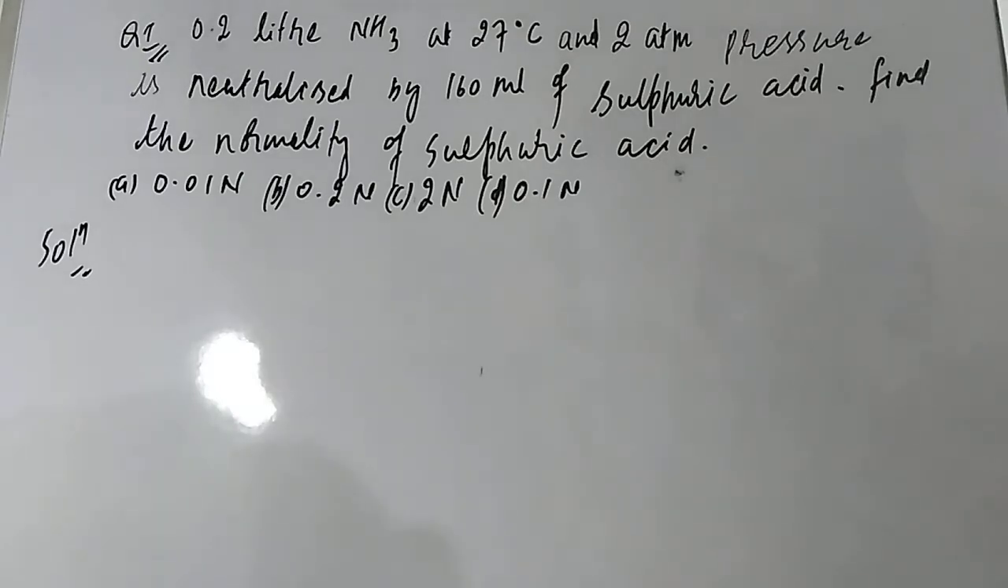Today I'm going to solve one problem that is asked by my student and based on the neutralization reaction. They are saying that 0.2 liter of ammonia at 20 degrees Celsius and 2 atmospheric pressure is neutralized by 160 ml of sulfuric acid. Find the normality of sulfuric acid.